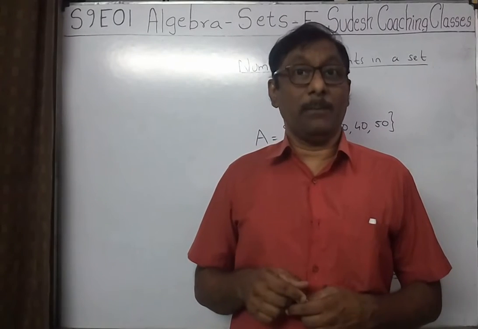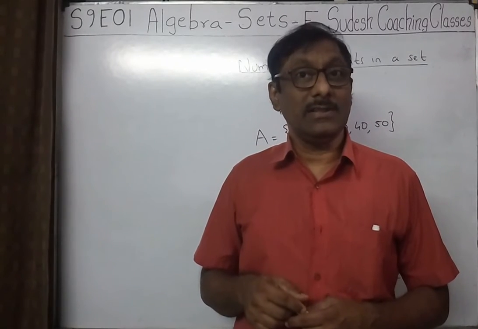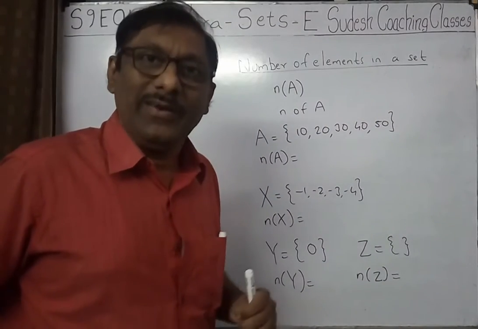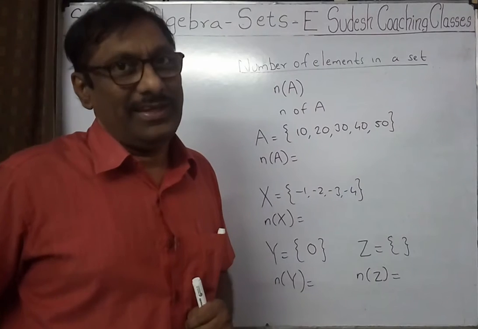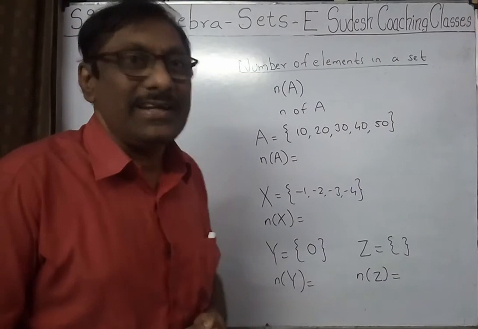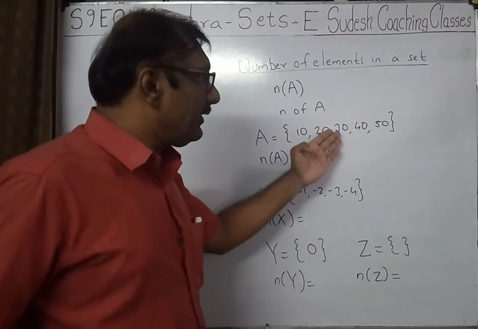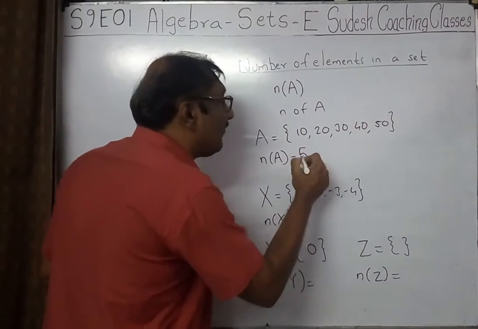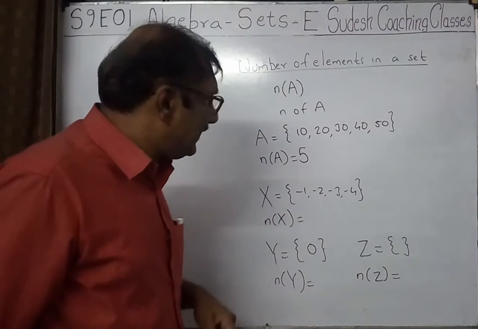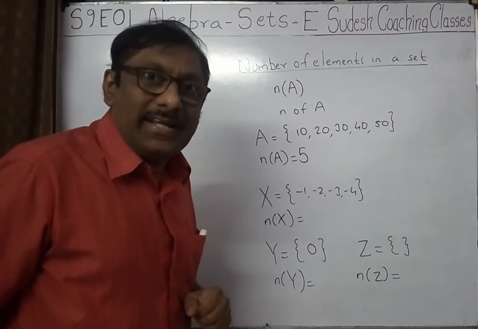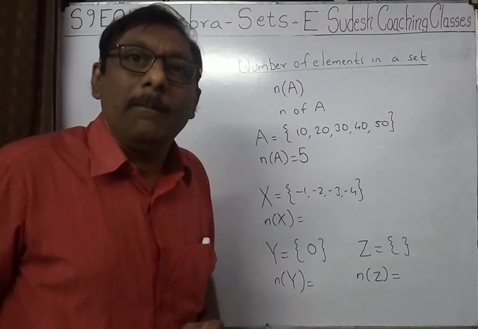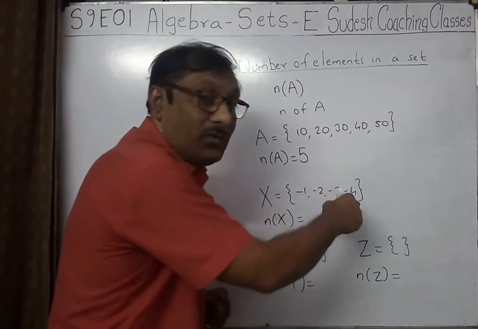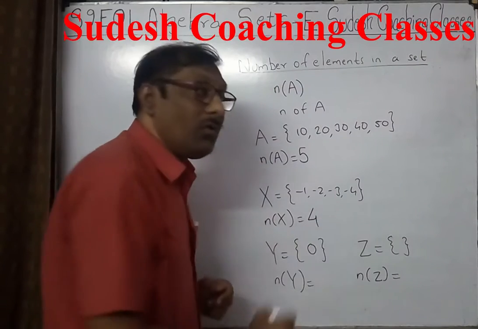It can be well explained if I give you some examples. Set A contains 10, 20, 30, 40 and 50. How many elements does set A contain? 1, 2, 3, 4 and 5. So just write the n of A is 5. Simple as it is. Set X contains -1, -2, -3 and -4. How many elements? 1, 2, 3 and 4. For n of X, just write 4.